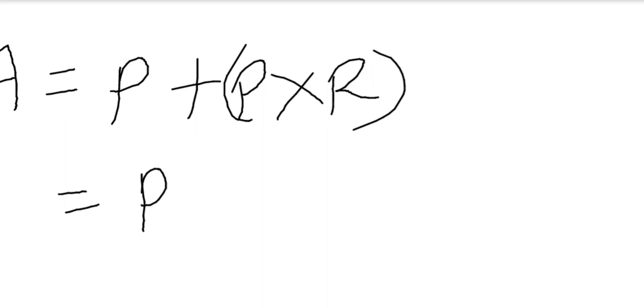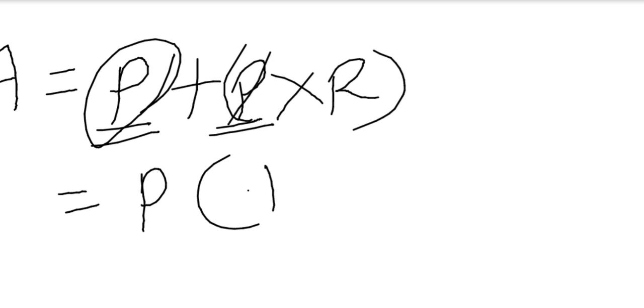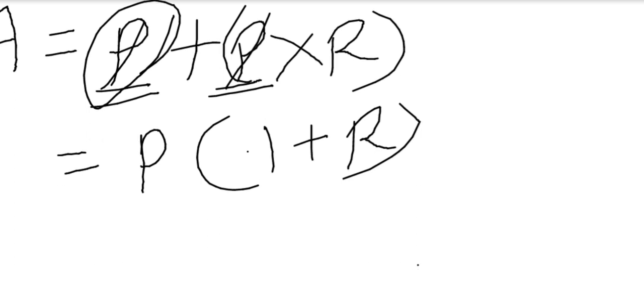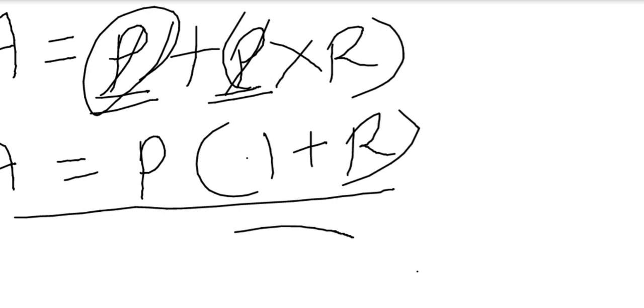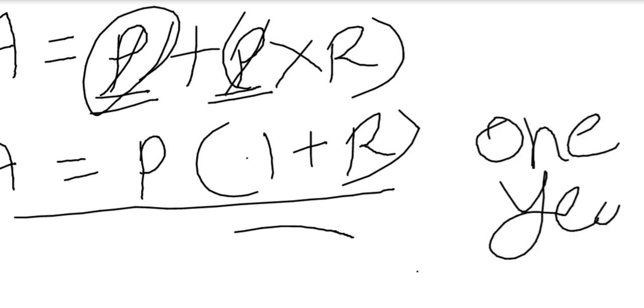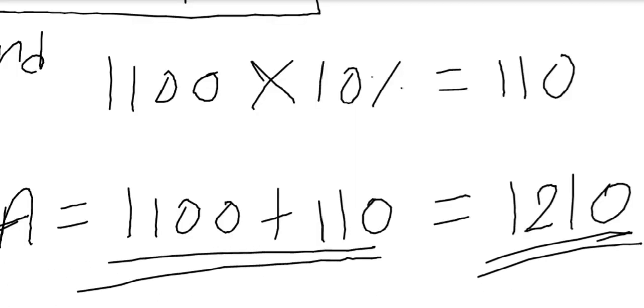Now we can say P into, since P is common, P plus P into R becomes P into 1 plus R. So we can say that the maturity amount is equal to P into 1 plus R. This is for 1 year.